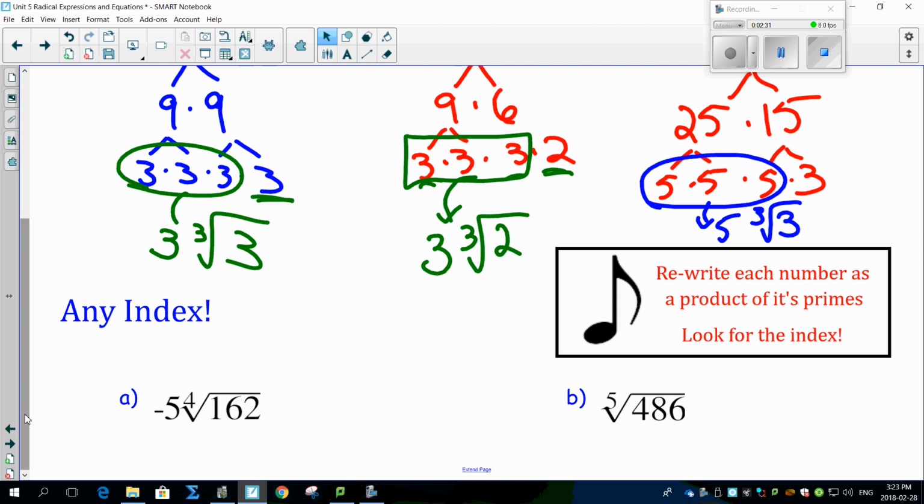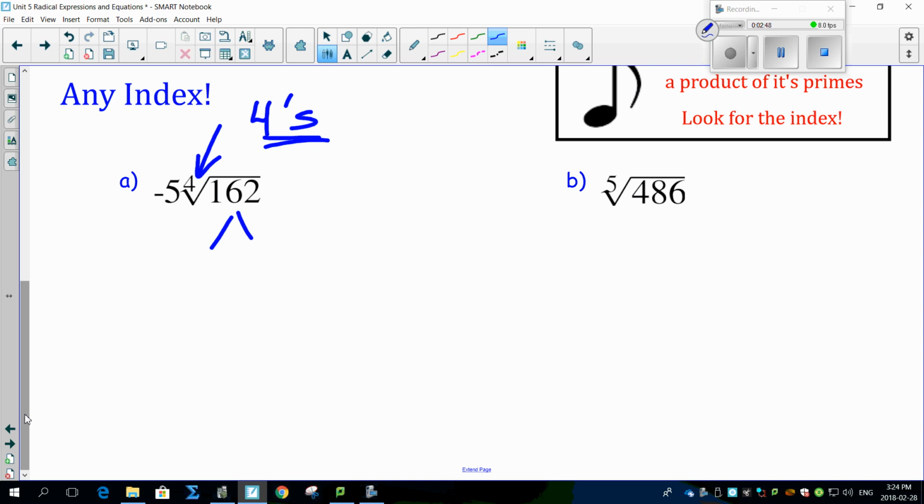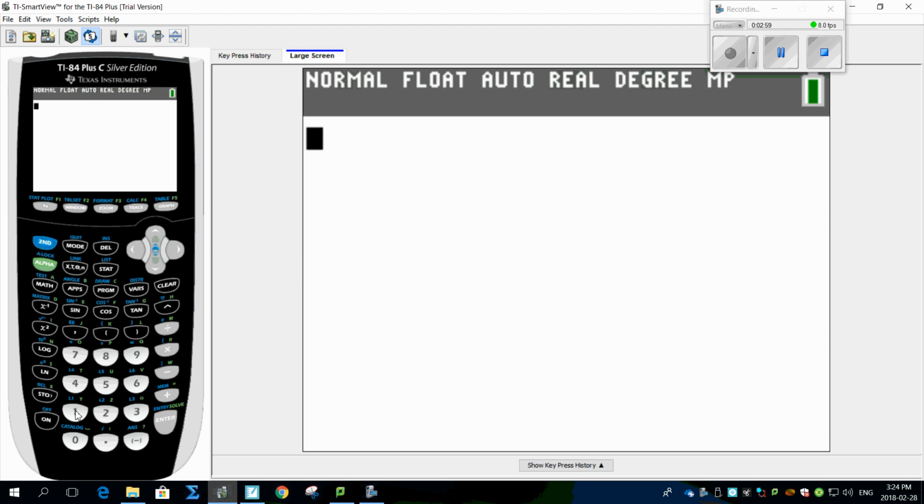Case in point, look at these ugly questions. Oh my gosh! Holy smokes. We're looking for the 4th root. So guess what you're looking for? You're looking for 4s. That's what you're looking for. So break this down, 162. Now, you might want to pull out a calculator for this because if you start dividing by 2 all the time, it's going to drive you crazy. So I'm going to pull out my calculator, and I'm just going to start dividing 162 by some numbers just to see what works.